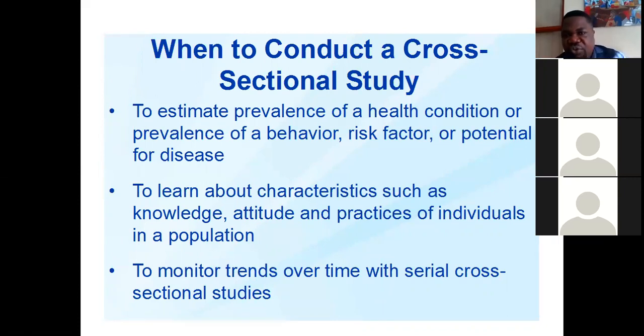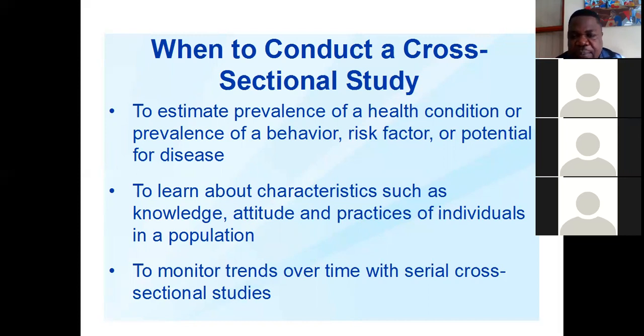Let's look at the indication when to conduct a cross-sectional study. We conduct a cross-sectional study when we want to estimate the prevalence of a health condition or a prevalence of a certain behavior or a certain risk factor or a potential for disease. So whenever you want to estimate the prevalence of a health condition, you enroll those patients at a specific point in time. Only once you see them, you describe or characterize that population. Then you can estimate the prevalence of any health-related condition. So you can do a cross-sectional study.